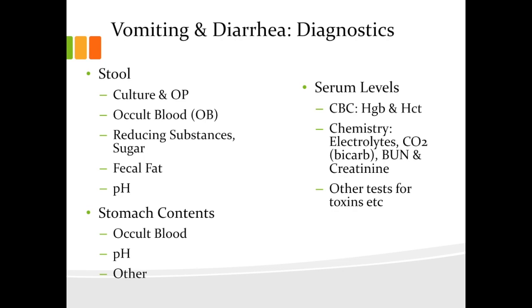Now, other labs that we're going to do is going to be a blood count. We're going to look at their hemoglobin and hematocrit, because when you have bloody diarrhea, of course, you're going to drop your H&H. We look at the chemistries, the electrolytes, the CO2, BUN, and creatinine. And then if there's other tests that we're looking for toxins, we'll send those off.